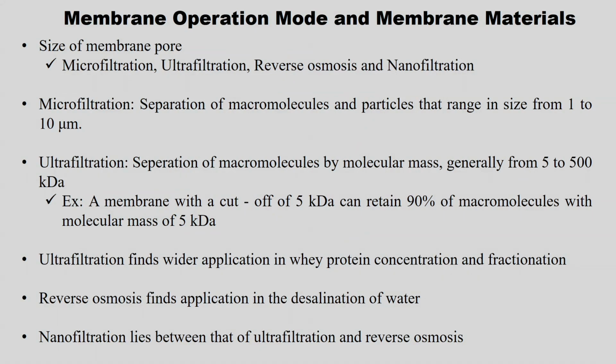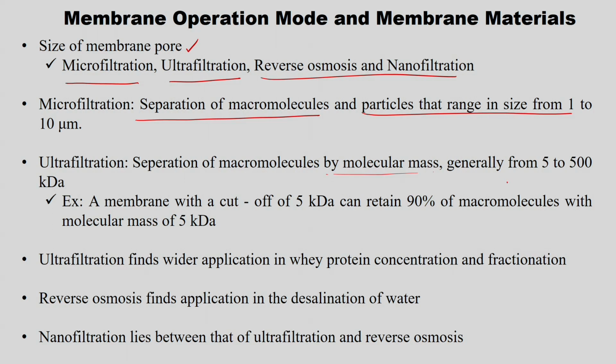So, then membrane operation mode and membrane materials. The size of the membrane pore is very much important. Based on that, we will have a variety of membrane separation processes. As I told earlier, microfiltration, ultrafiltration, reverse osmosis and nanofiltration. The microfiltration is the separation of macromolecules and particles that range in size from 1 to 10 micrometer. The separation of macromolecules by molecular mass, generally from 5 to 500 kDa, kilodalton, is nothing but ultrafiltration.